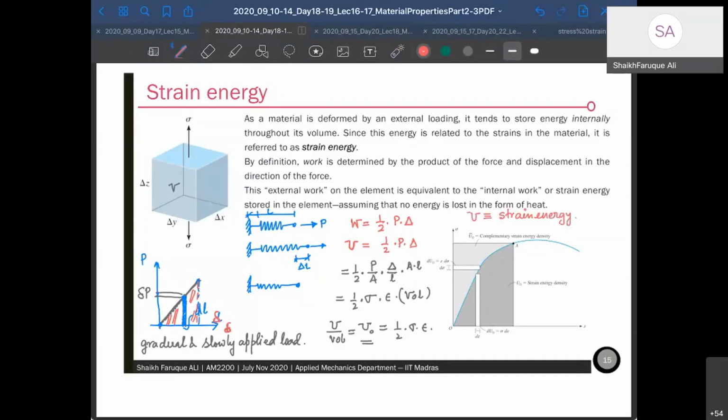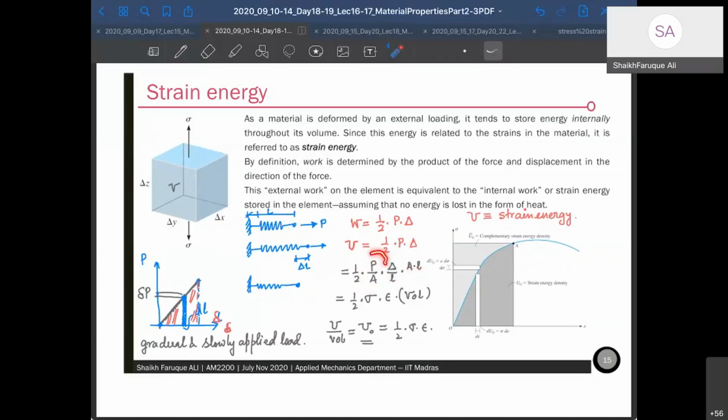Okay. Now we can make some small changes here, because in terms of P and delta, both are arbitrary, right? We want something that is more material specific. So what we can do is write this delta as delta L by L, and write this P as P by A, and then multiply with A and L, right?